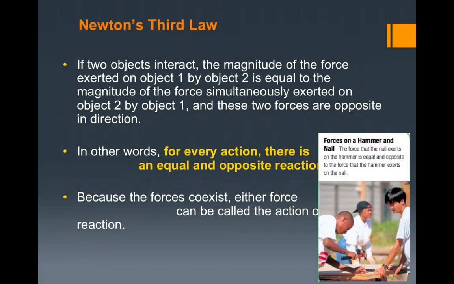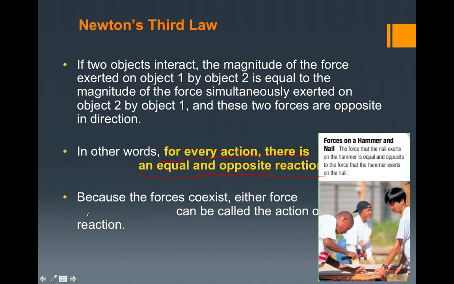So that's Newton's second law. His third law: the second law was looking at the acceleration of an object with respect to the force and the mass. This one, we're looking at two objects interacting. The magnitude of the force exerted on object 1 by object 2 is equal to the magnitude of the force simultaneously exerted on object 2 by object 1. The simple version, the version that I always teach and that I remember: for every action, there is an equal and opposite reaction.